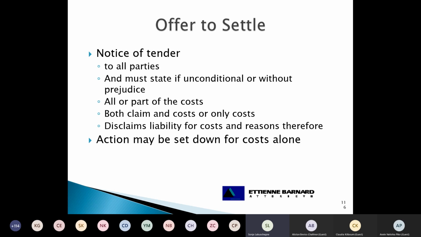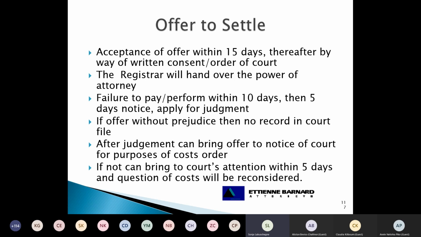This notice of tender must go to all the parties, and then you must state whether it's conditional or without prejudice. You must also indicate if you're going to pay costs, any or part of it, or maybe just the costs. Or maybe saying, all right, you do not want to pay costs and you must give reasons for that. The action can be set down for the costs alone. So say the parties have settled on the capital amount, but they haven't decided on the costs yet, then they can go to court and the court can make a decision on the costs alone. The other party then can accept the offer within 15 days or by written consent. If they offer to do something, the registrar will hand over the power of attorney. If you then fail to pay within 10 days, then you can apply for judgment.